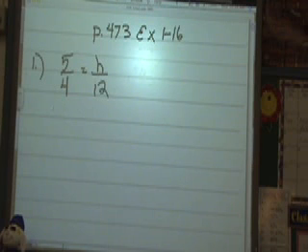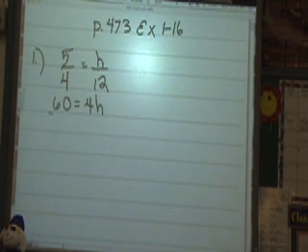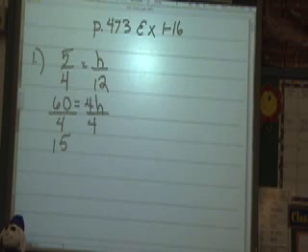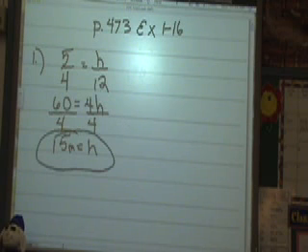Cross products? 5 times 12 is 60, which equals 4h. 4h divided by 4 is h, and 60 divided by 4 is... Without a calculator, do it in your head. 15. Okay. So the height of that building is 15 meters. If you forget the unit, it's okay.